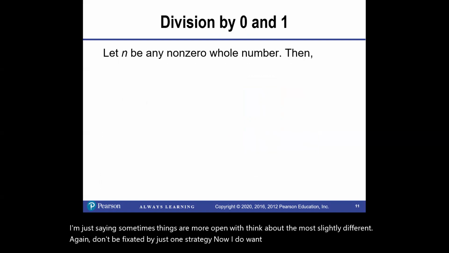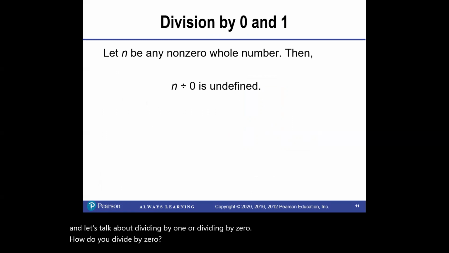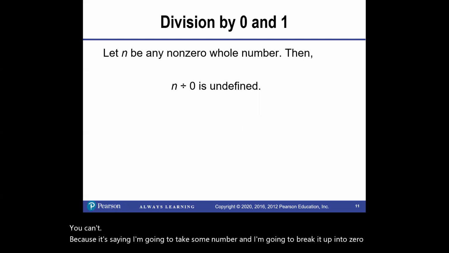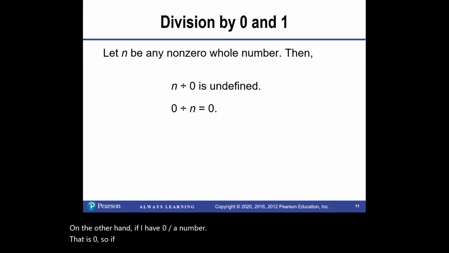Now I want to talk about one thing, and let's talk about dividing by 1 or dividing by 0. How do you divide by 0? Well, you can't, because that's saying I'm going to take some number and break it up into 0 equal parts. Well, this doesn't make sense, because no matter what parts I break it up into, it's more than 0. So we can't divide by 0. It is undefined. On the other hand, if I have 0 divided by a number, that is 0. So if I have $0 and I want to split it among 5 kids, well, each kid gets $0.